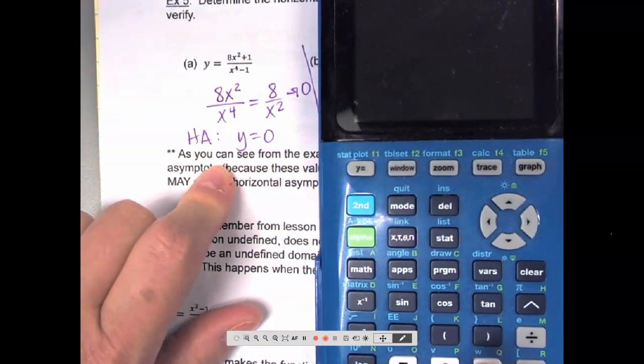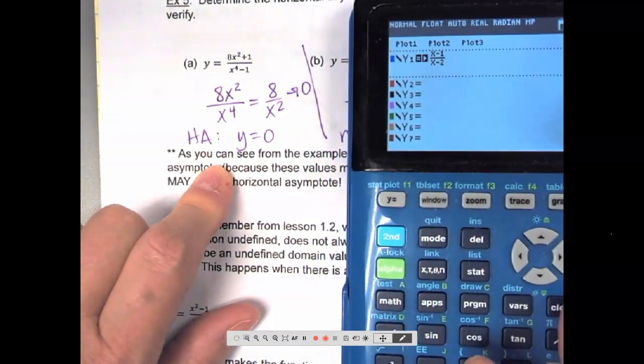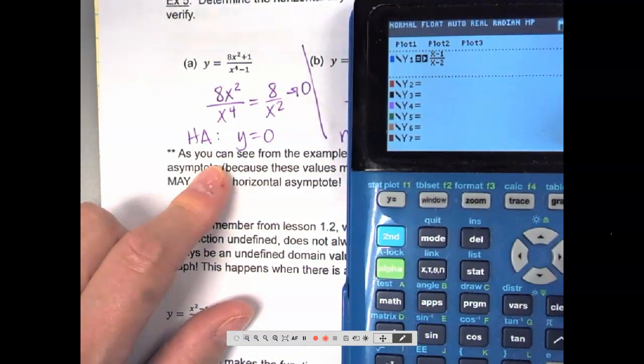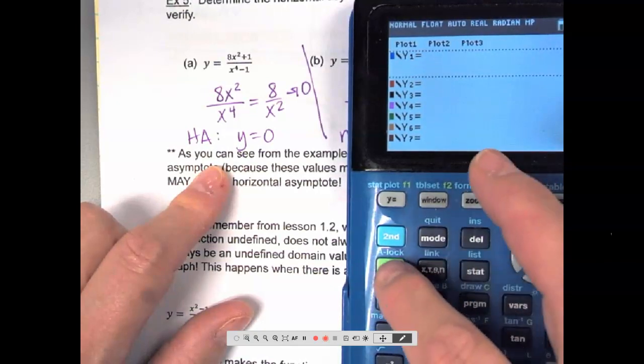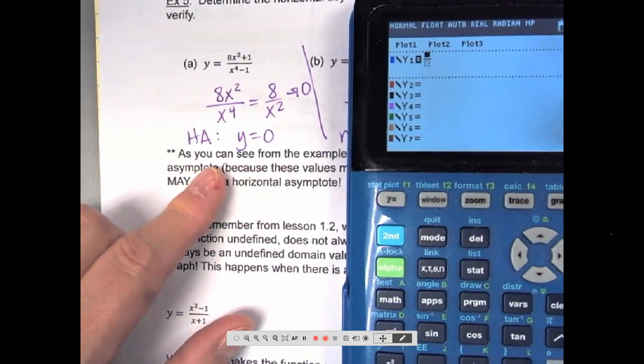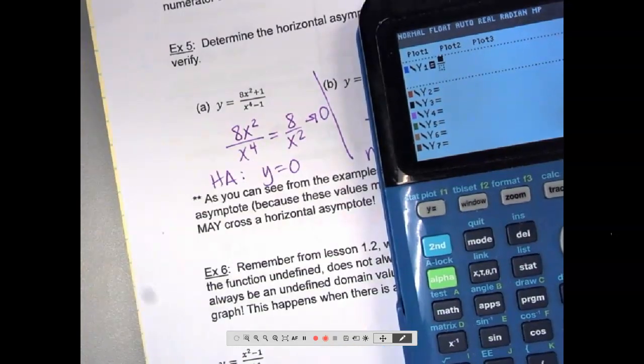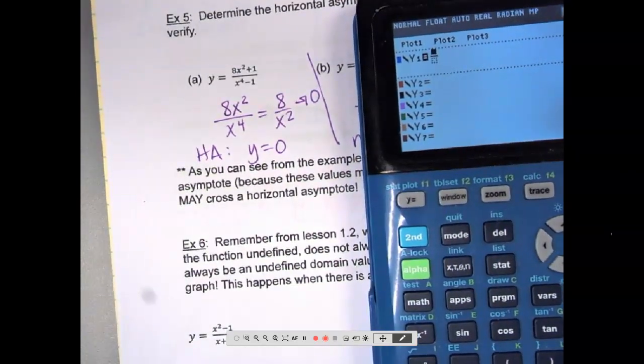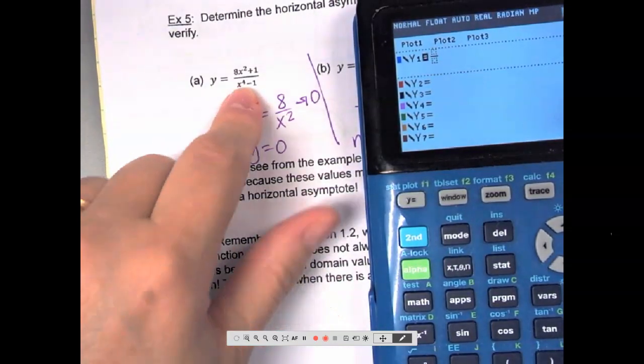So let's go back. Y equals, clear out whatever you have there. Remember, alpha y equals gets you your fraction. Does anyone have a calculator that doesn't do the fraction? Okay. Or if you just don't want to use the fraction, then you put the entire numerator in parentheses divided by entire denominator in parentheses.